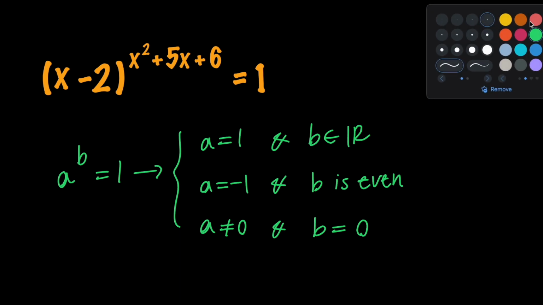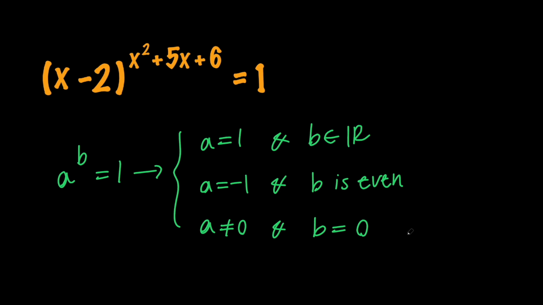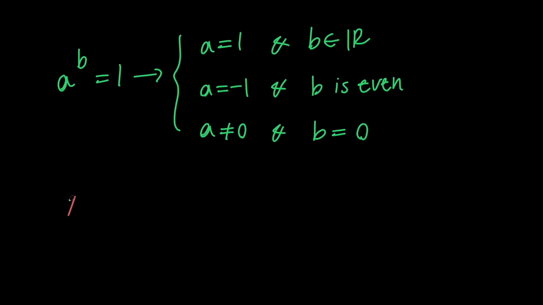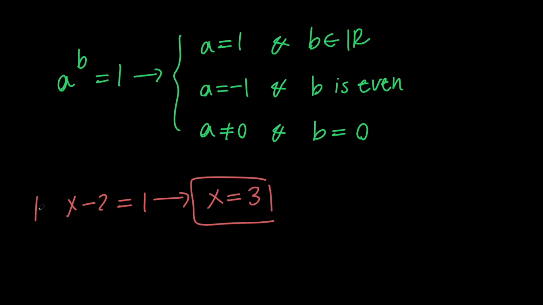So in the first case, we want the base to be 1. So we want x minus 2 to be 1, and that means that x should equal 3. This is the first case.